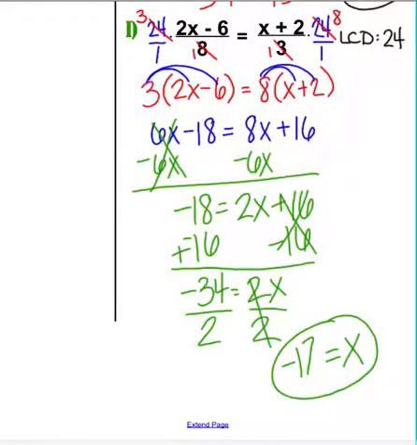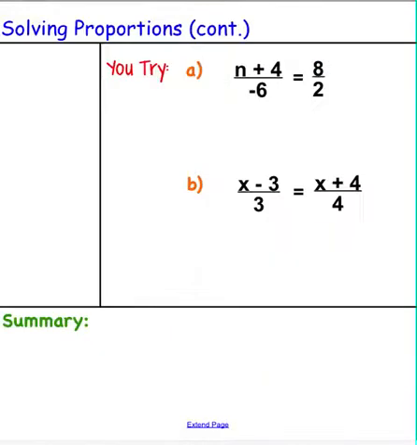Now, for you to try and bring to class tomorrow, I need you to work on these two problems. n plus 4 over negative 6 is equal to 8 over 2. And (x minus 3) over 3 is equal to (x plus 4) over 4. And please make sure you have your summary written.